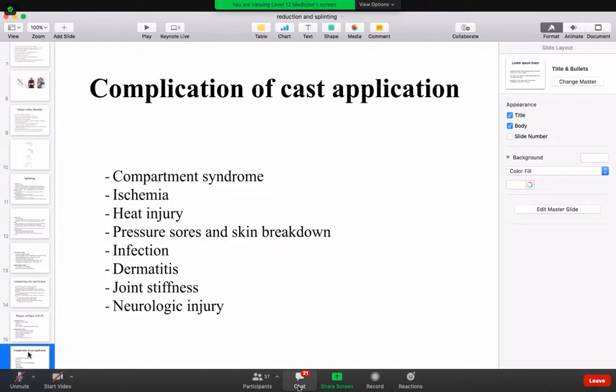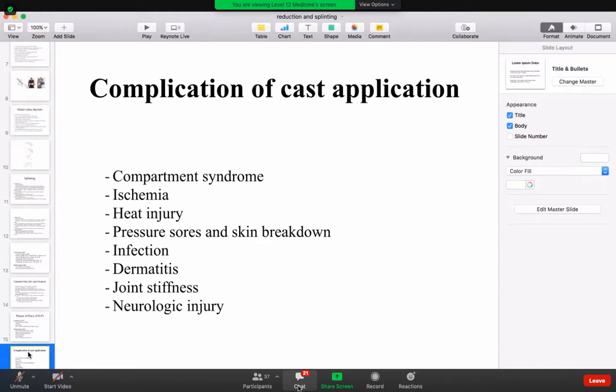This slide is very important. Complication of cast. This can cause compartment syndrome if it's very tight, and also ischemia. Because of the cast material, usually it's very hot when it's curing or hardening, so can give you heat injury. Make sure you have enough padding below it.